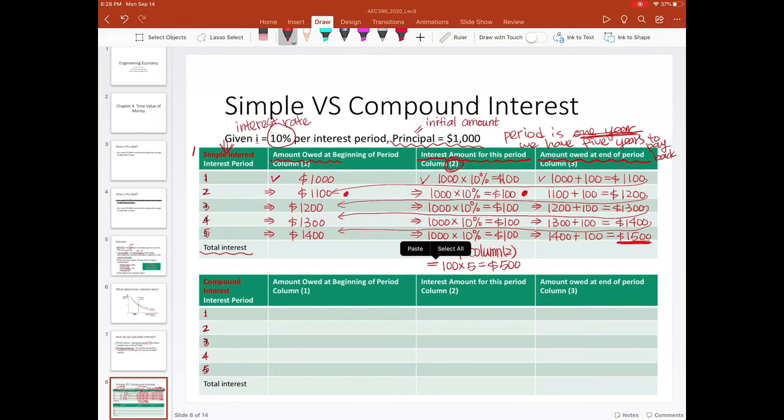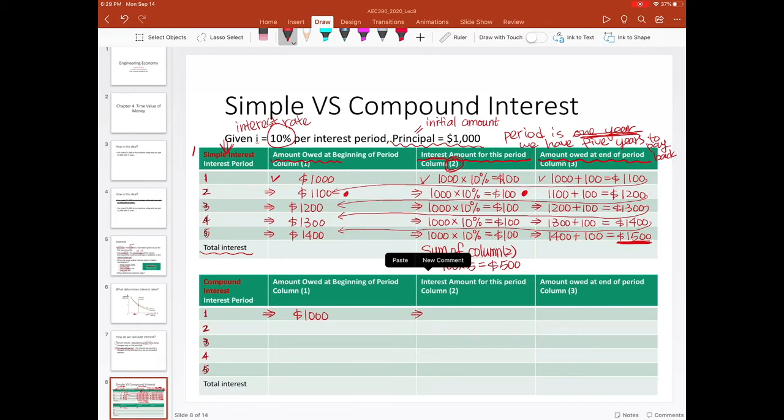And so the first cell you want to fill is this one. So at the beginning of the first year, how much you owe? That's very easy. That's the $1,000 you borrowed at the beginning. So still, it's 1,000. Okay, and what is the interest for the first year?